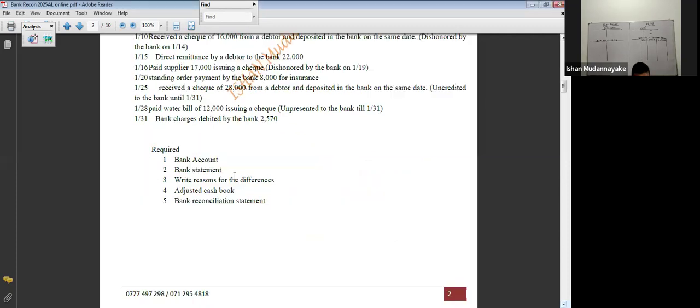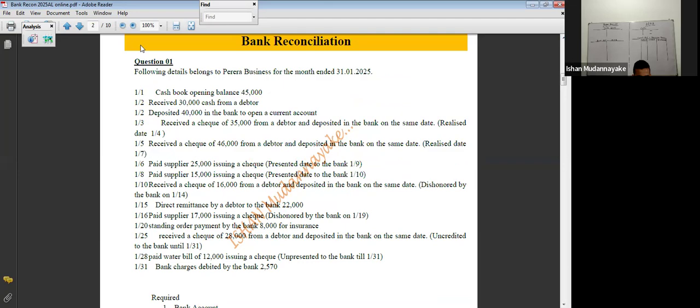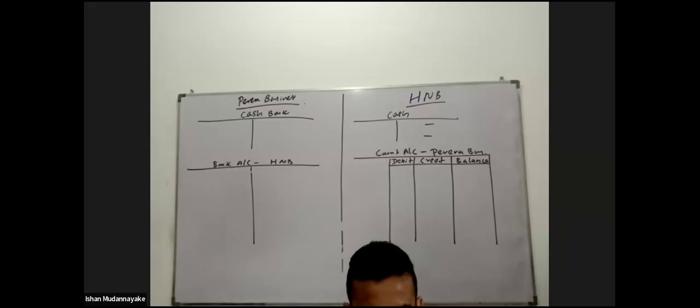Here you can see the required bank account and bank statement. Third one, find the reasons for the differences. Adjusted cash book, here adjusted cash book is the adjusted bank account. Fifth one, bank reconciliation statement. In addition to these things, we'll prepare a cash book also. Now we'll start. Look at the question.